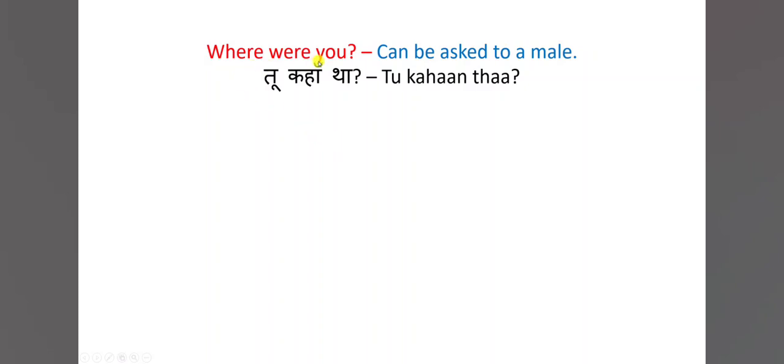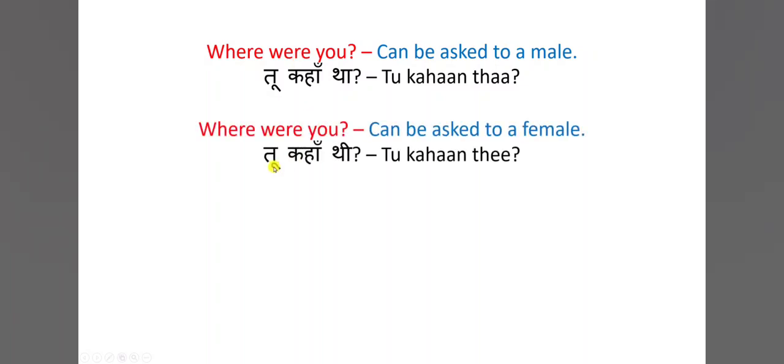Where were you? तू कहाँ था? तू is you, कहाँ is where, था is were. तू कहाँ थी? तू is you, कहाँ is where, थी is were.